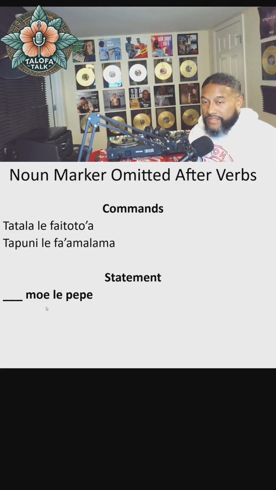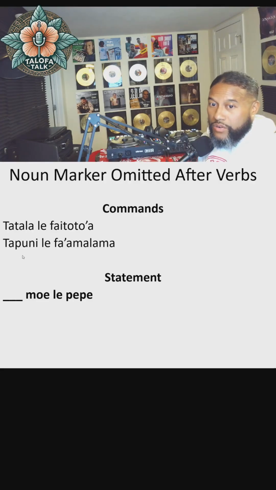So when you make a statement like moi le pepe, what are we saying? The baby sleep, word for word, but it doesn't make all the way sense unless you know the context. So we need a tense. Is the baby sleeping? Has the baby slept? Will the baby sleep? We have to have a tense marker.